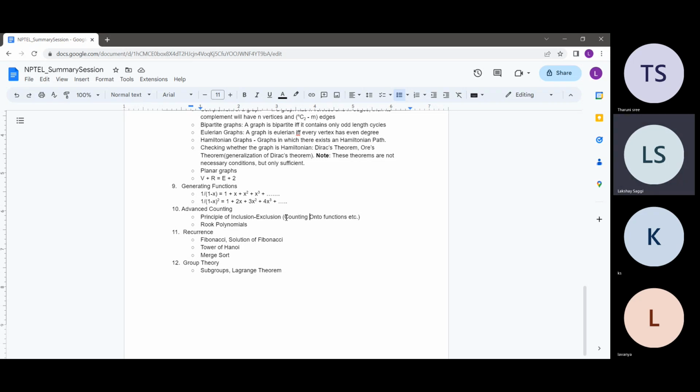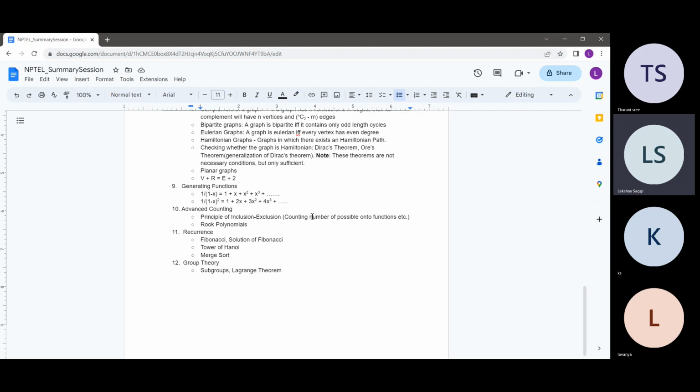And what's the use of the principle of inclusion exclusion? One case we saw, which is generally very important, is counting the number of onto functions. Suppose we are given two sets A and B, and we need to find out how many onto functions are possible from A to B. Using inclusion exclusion, we can do this. You can look up in the lectures how we do this, but it can be done. So this was one very important use case.